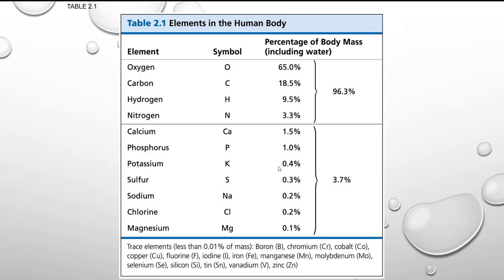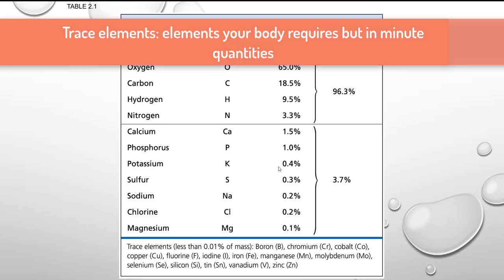Now at the bottom of this list, we have something called trace elements. Okay. So I believe there's 35 naturally occurring elements, and we need like 23 of them, and so some of them we just need in very, very minute quantities. Okay, so those are called trace elements. Trace elements are just needed in very, very small amounts, less than 0.01% of our mass, okay?